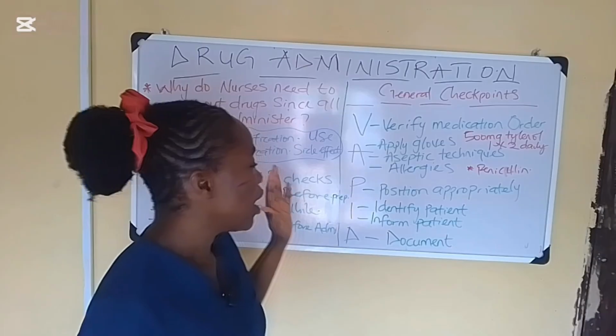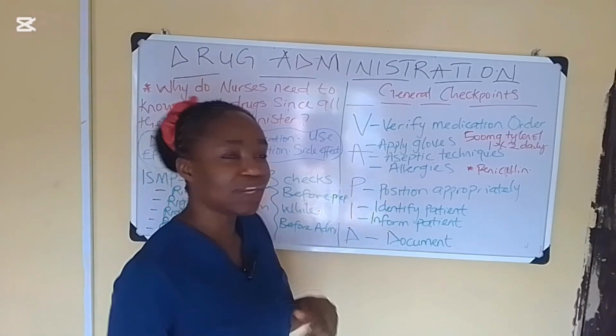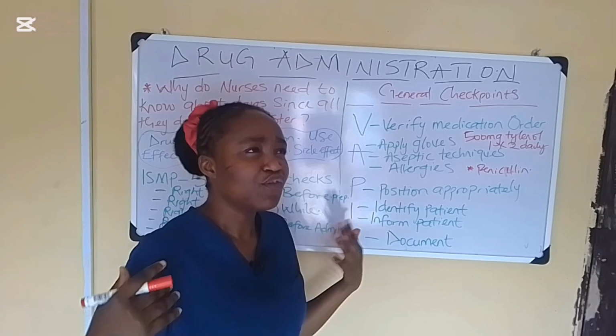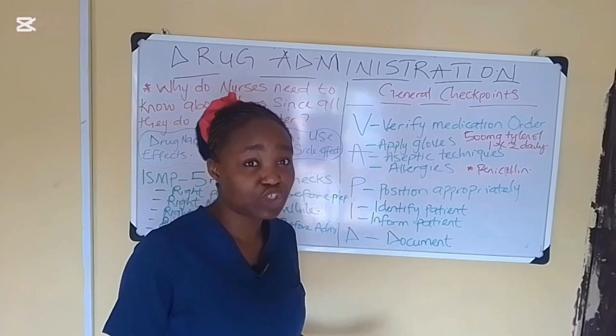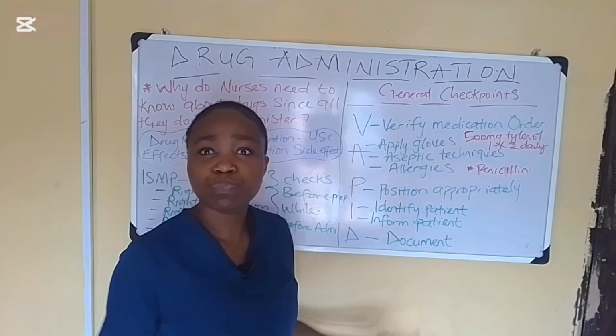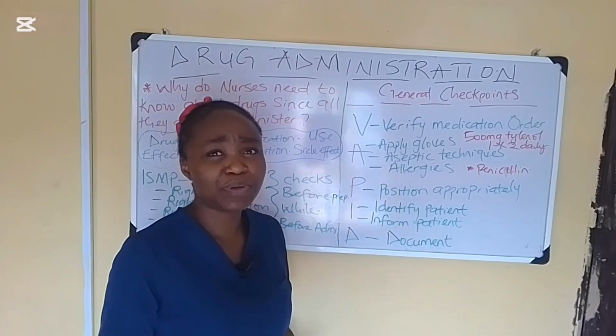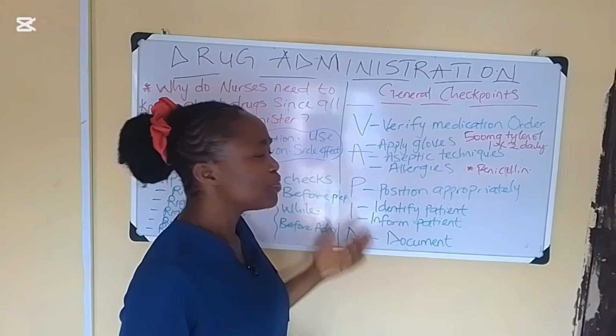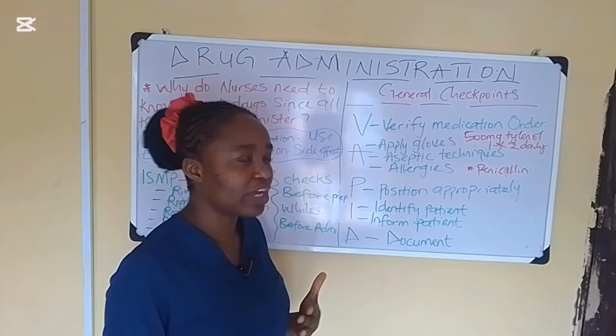Now, you want to be able to position appropriately. Positioning actually depends on the kind of drug you're giving. For rectal drugs, a Sims position is mostly assumed. For per oral medications, it's important that the patient stays in a sitting position. So the position depends actually on the route of administration.